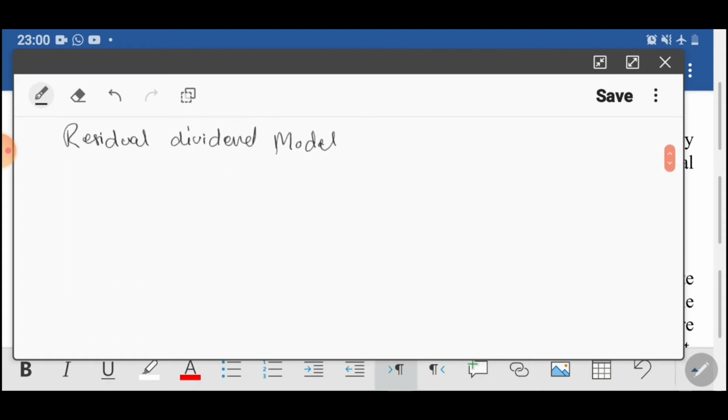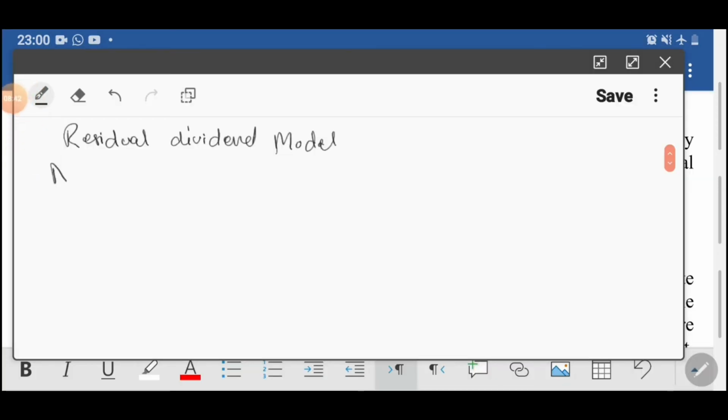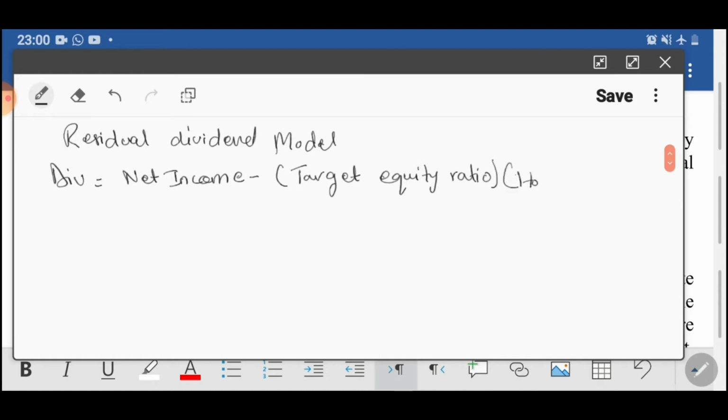Okay, so the residual dividend model, the formula according to this is that your dividend is basically a leftover. So net income minus the target equity ratio multiplied by the total, sorry, total capital budget. So let's go back and see what information we have.